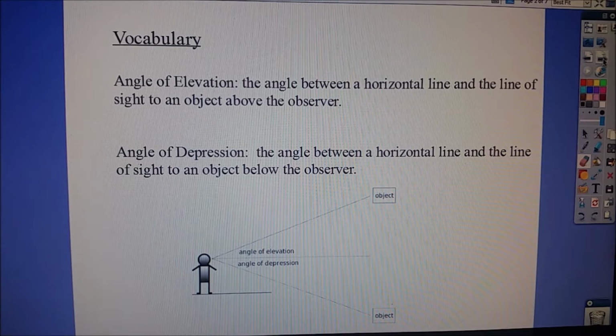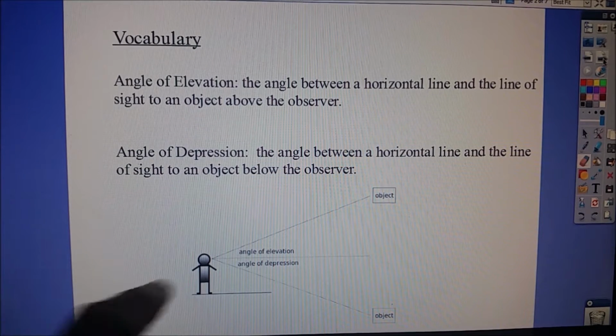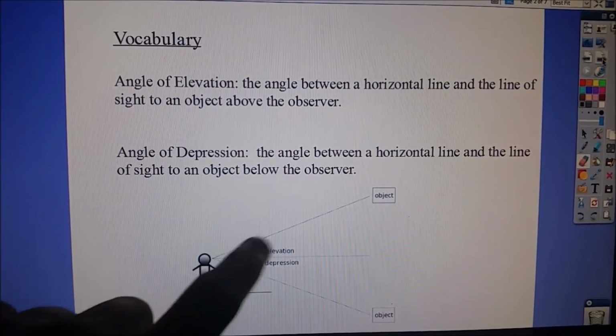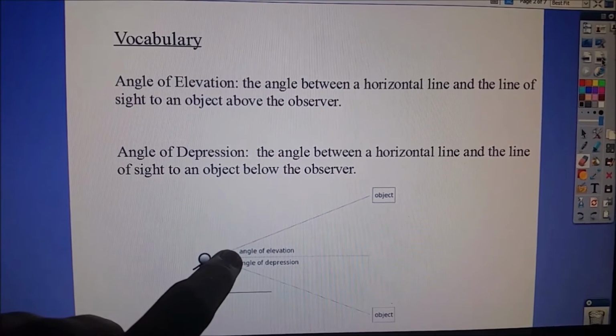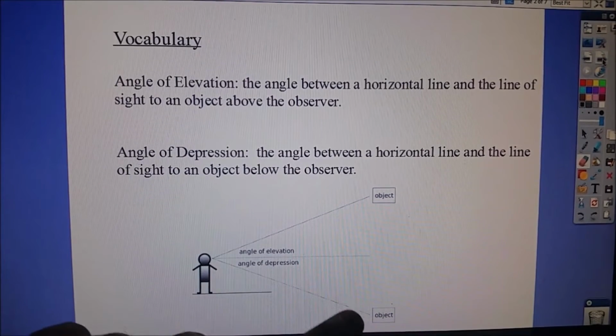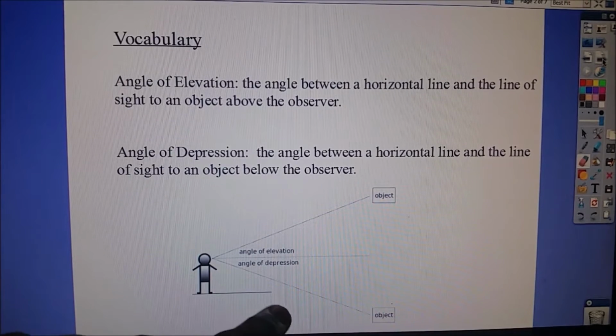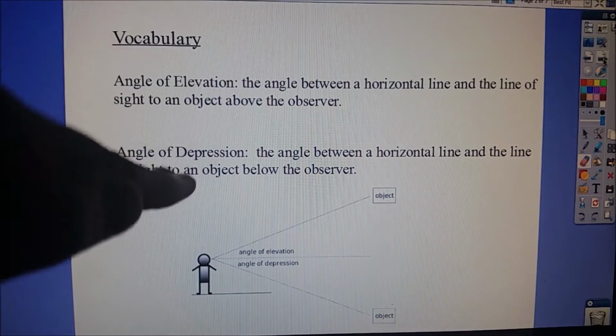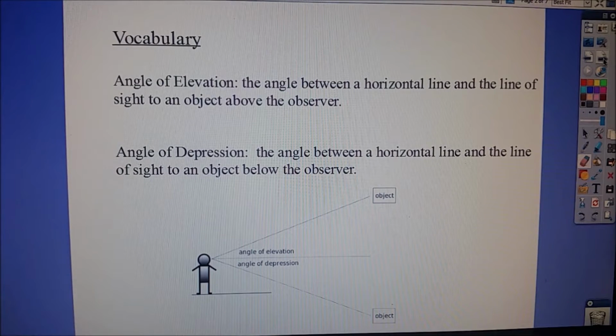The angle of elevation, the angle of depression: you got to start with a horizontal line of sight. So if you see this man right here, he's looking out straight ahead. And if he looks at an object above, that's the angle of elevation. If he looks at an object below, that's angle of depression. So elevate, and depress, lower, depress. So this will be important in a couple word problems that I throw out to you guys. So for now, let's just go ahead and keep going.